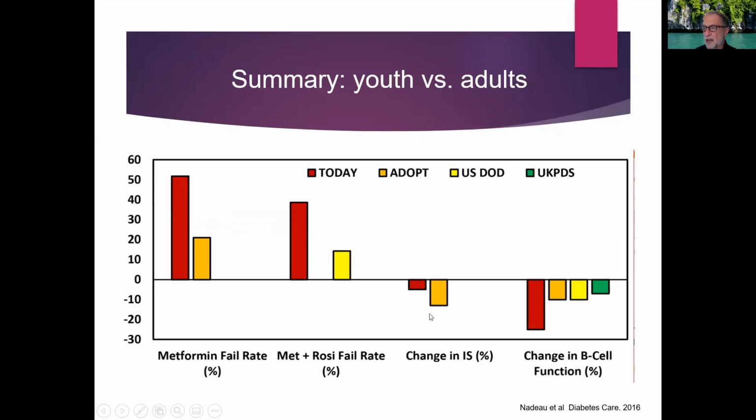And interestingly, however, this is not due to a rapid change in insulin sensitivity. In fact, the adults were changing insulin sensitivity or developing insulin resistance at a much higher rate than youth in ADOPT compared to TODAY. However, what we see is a much greater loss of beta cell function over time in the youth in TODAY compared to any of these adult studies. So there appears to be a very rapid loss of beta cell function, accounting likely for this loss of glycemic control, since we already discussed the importance of beta cell function on glycemia.